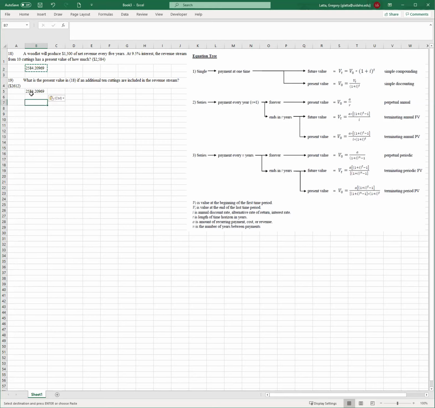So if you remember, like we did before, we used the exact same equation. And what changed was that we went from 50 years to 100 years. And that would just change the T in the equation. The interest rate's the same, the N here of 5 is the same, and the $1,500 is the same. So when I click enter, magically I get my 2612.